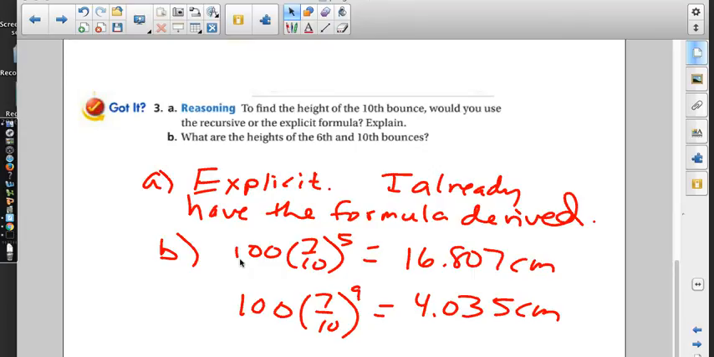Bouncing ball wasn't so bad, even for a word problem, right? That wasn't awful. Okay, great. Thank you, partner.